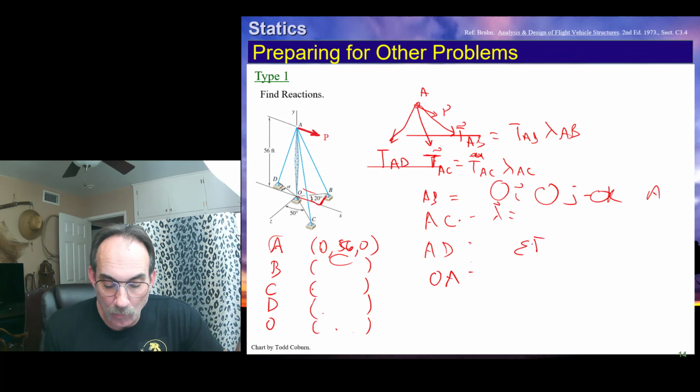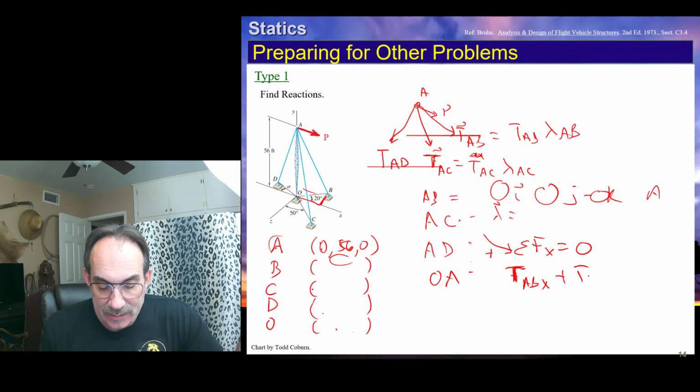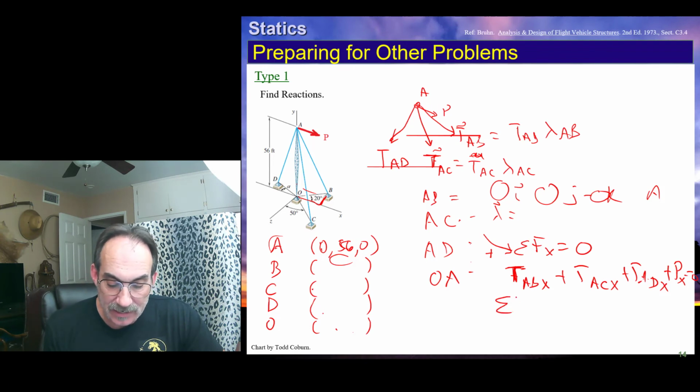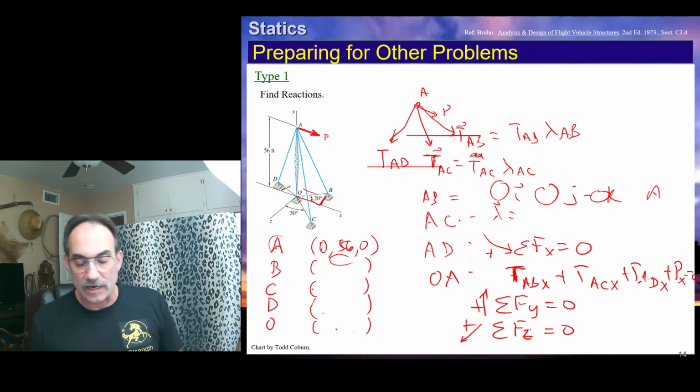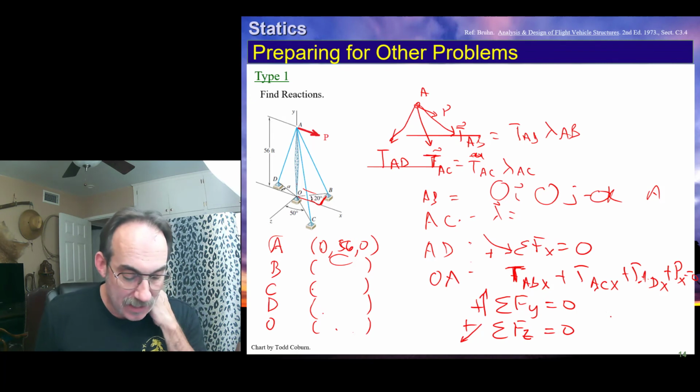We then can sum our forces in the x direction. They have to be equal to 0. So we're taking the force in the x direction. We call this x. We then have the x component, T of AB in the x, plus T of AC in the x, plus T of AD in the x, plus this Px equals 0. We write a similar equation, summing forces in the y. This is imposing equilibrium, and summing forces in the z. We're going to get 3 equations, and then we can solve this for any unknowns.